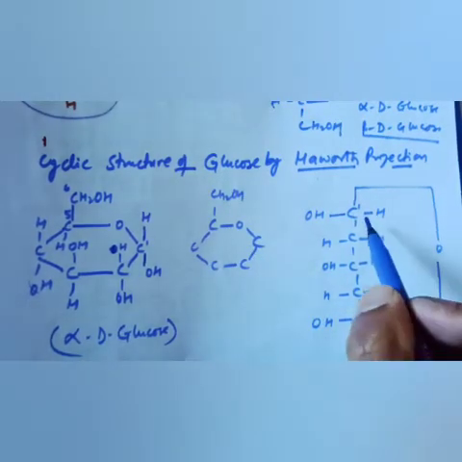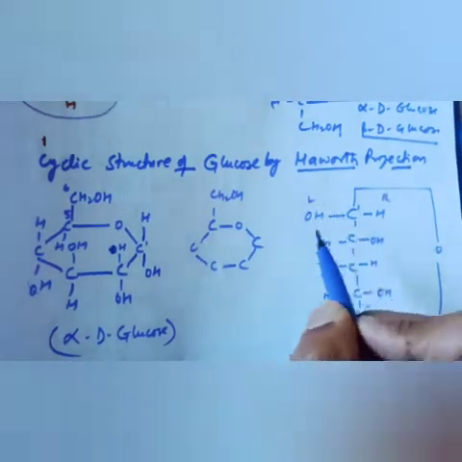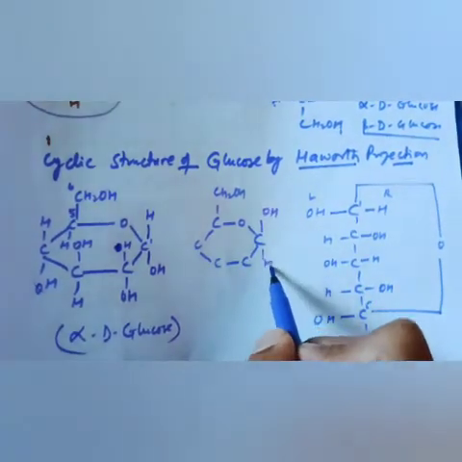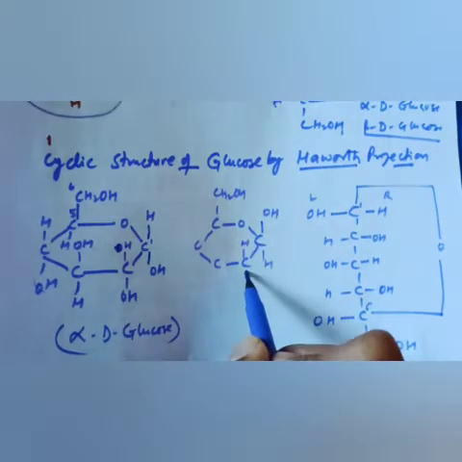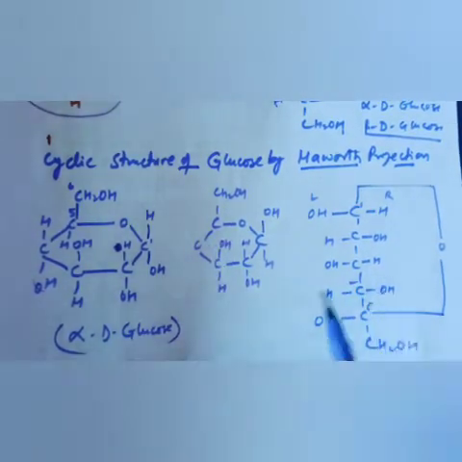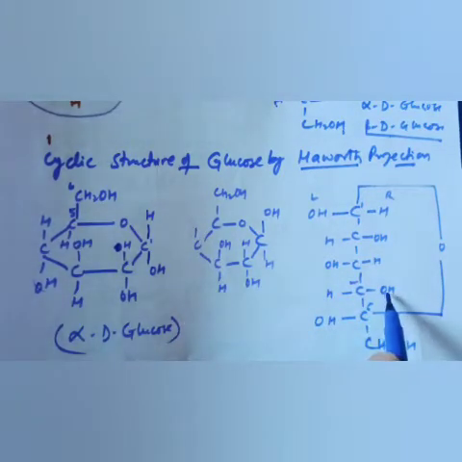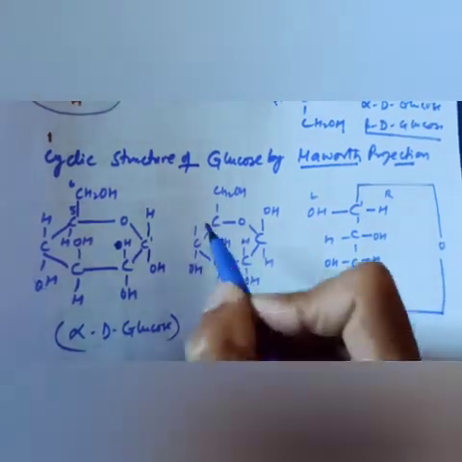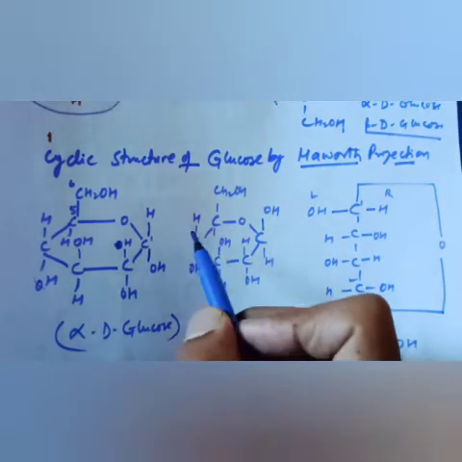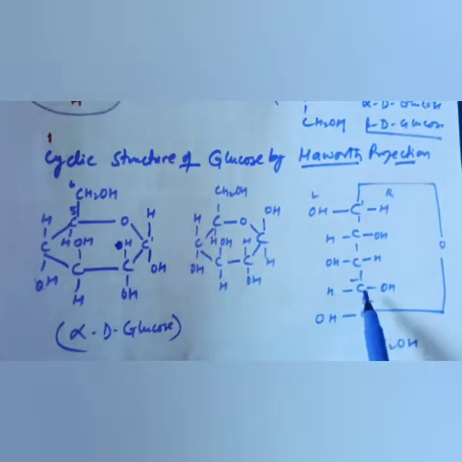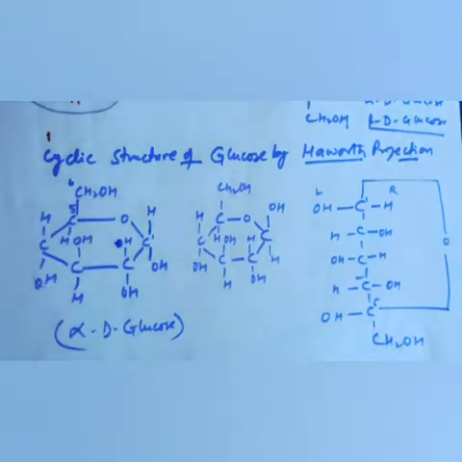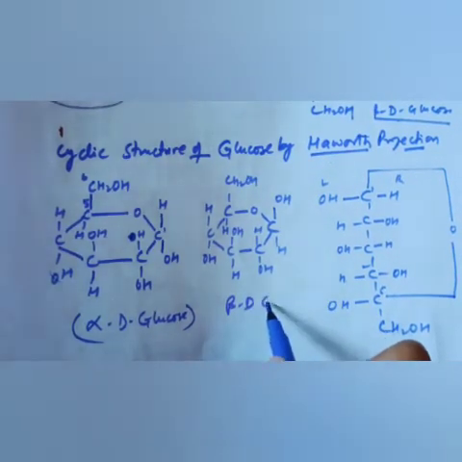Now in the first carbon, H is on the right and OH on the left. So what I said, the left side we will draw up. Now OH up, H down. Second, H up, OH down. Third, OH up, H down. Fourth, OH is on the right hand side, that will be down, and H is on the left hand side, that will be up. And in the fifth carbon, H is down. Okay, so dear students, these are the alpha and beta dextroglucose.